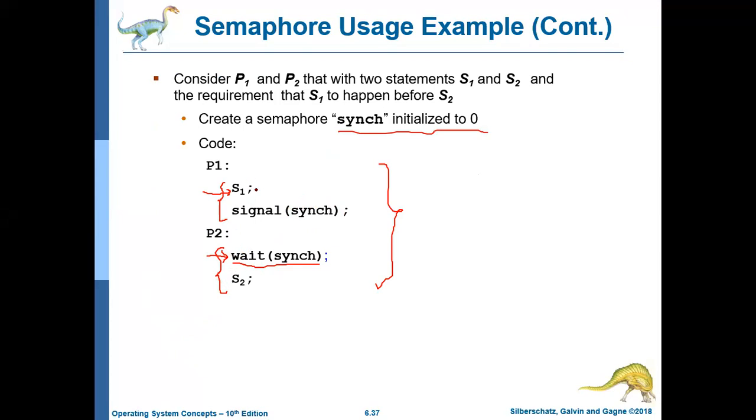In this case, S1 is executing before S2. You cannot come out of this wait until the value of the semaphore is greater than 0, and the semaphore value becomes greater than 0 only after this signal. Because the semaphore value can be modified only with two operations, that is wait or signal. You cannot write sync equal to sync plus 1 here outside.